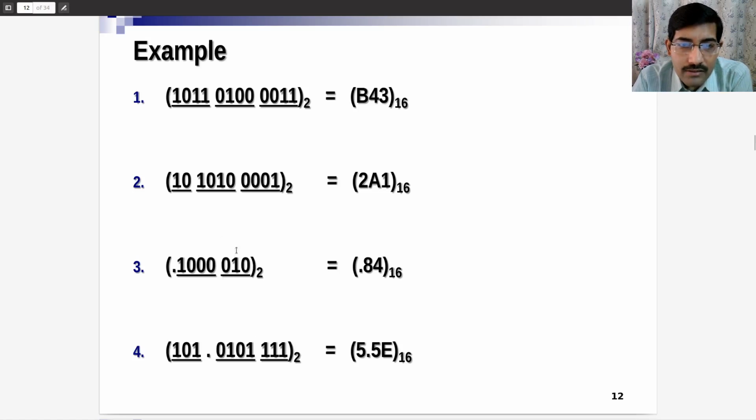Here is an example. Let us go to the 4th example, because the other one is just grouping by 4. Here you see 1 0 cannot be grouped, so it should be prepended with 0 0. So 0 0 1 0 is 2. In the 4th number, the left part is 1 0 1. I need 4 digits, so I prepend another 0. So 0 1 0 1 is 5. The right side 0 1 0 1 is 5, and this 1 1 1 should be appended with a 0 at the end. So 1 1 1 0 is 14, which is E. We write it this way: in the subscript we write 2 for binary numbers and 16 for hexadecimal numbers.